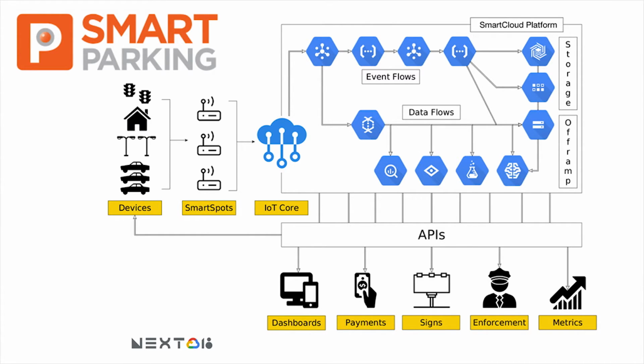So one is the event flow, where the raw data is simply being piped in and saved into persistent storage. If you notice, this whole thing is serverless. There's no infrastructure to operate.